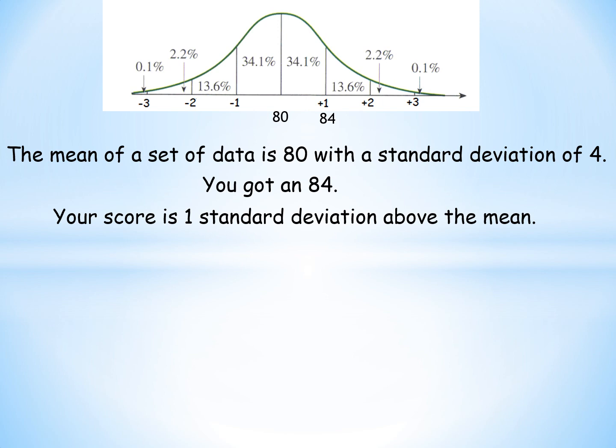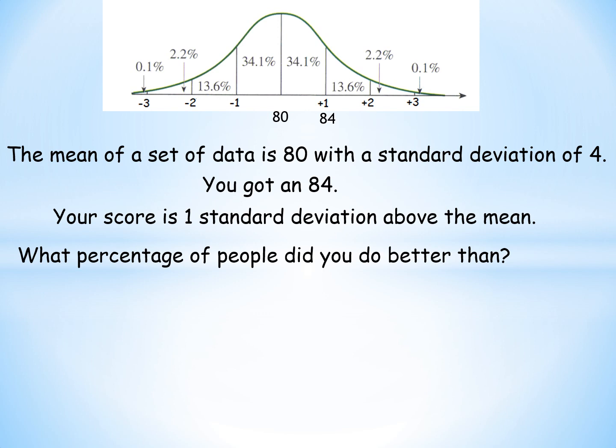Now, if I wanted to know what is the percentage of people you did better than, then you would take all of this percentage, this 34.1, 34.1, 13.6, 2.2, and 0.1, and you would add them all up, and that would tell you how many people you did better than. So you did better than 84.1%. So again, this is just adding up all of these percentages.